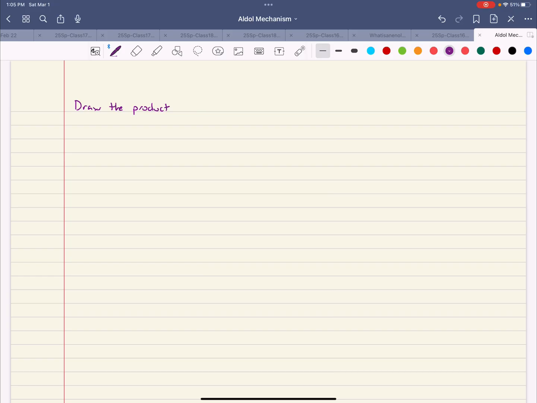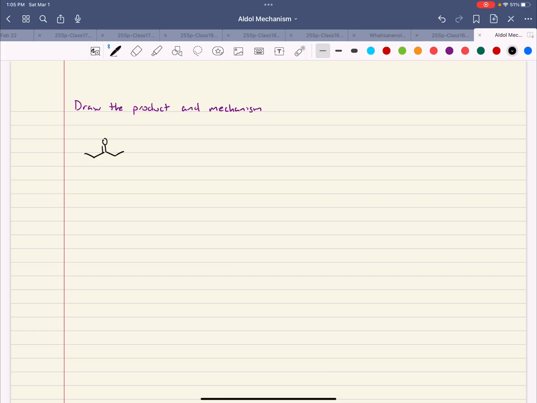Probably for my class, I'm not going to give a hint. It's an aldol product. I'll just say draw the product and mechanism. The problem that I have written down is this.